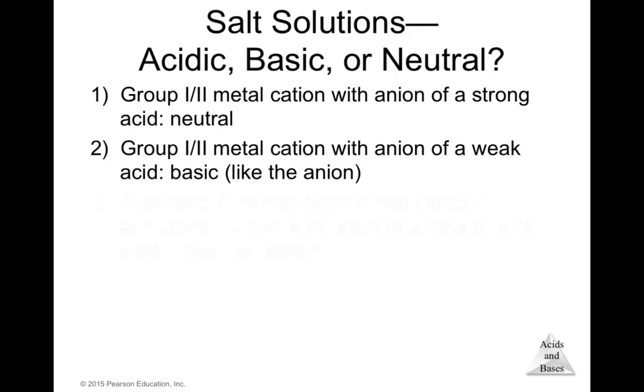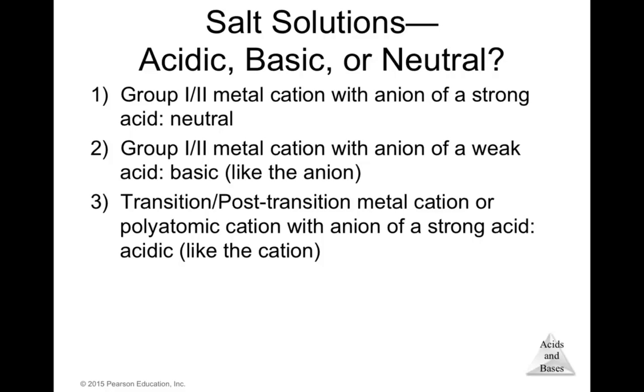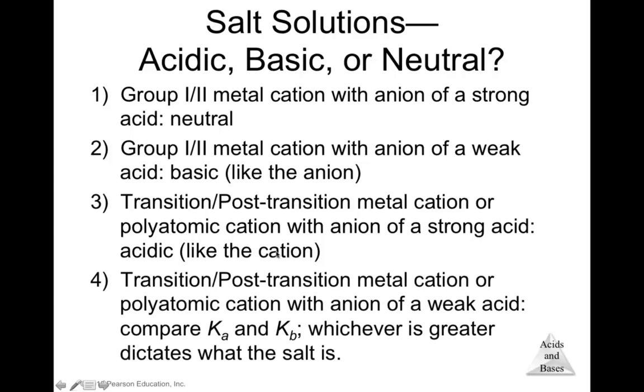Transition or post-transition metal cations, or polyatomic cations, with anions of a strong acid are going to be acidic, like the cation. And for transition or post-transition metal cations, or polyatomic cations, with an anion of a weak acid, you need to compare the acid dissociation constant and the base dissociation constant, and whichever is greater dictates the result.